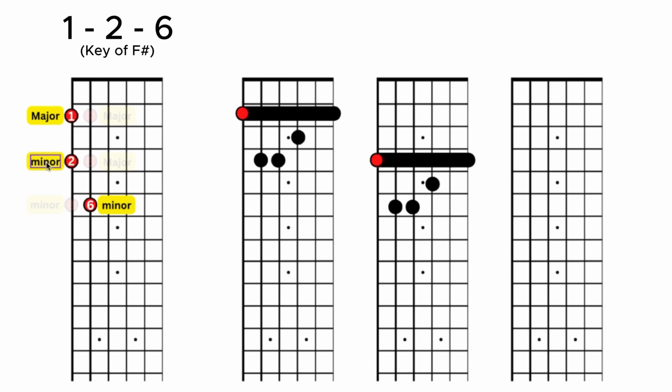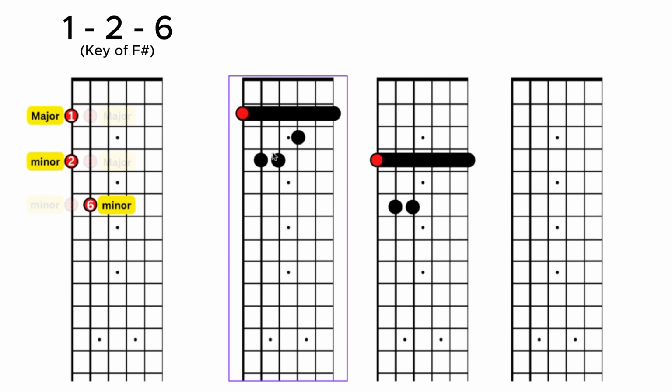But this chord is minor, not major. This is an E major shape. So how do we transform an E major shape into an E minor shape? We just move this note over here. So now we've got our first chord using the Nashville system.